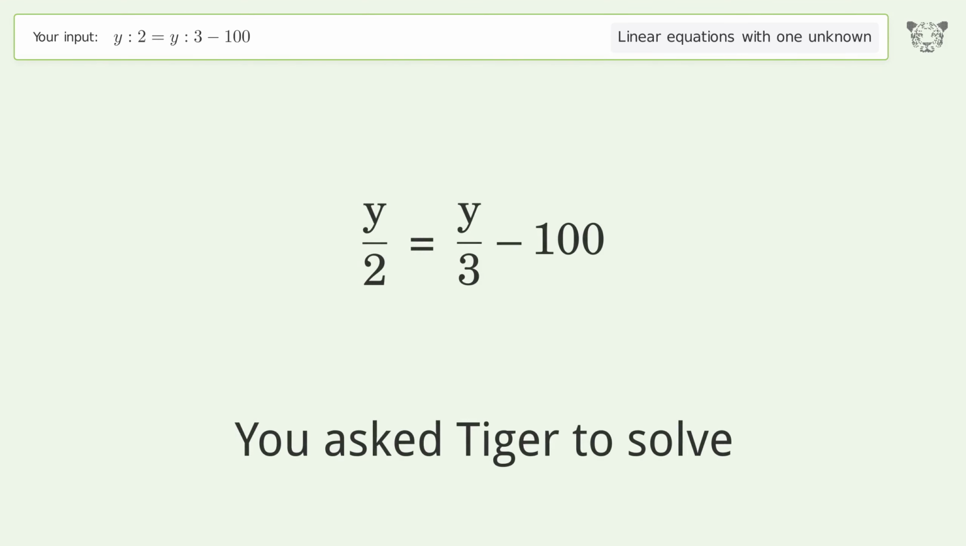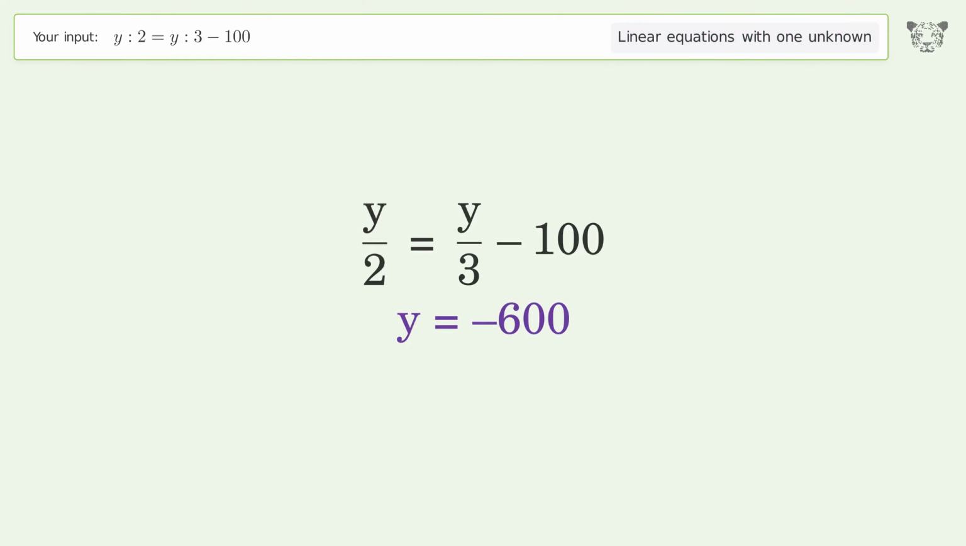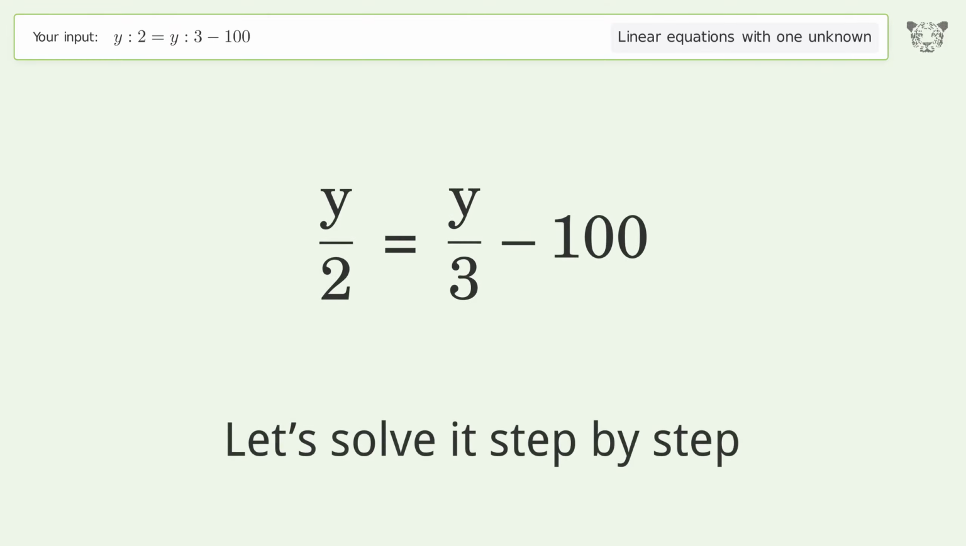You ask Tiger to solve this. It deals with linear equations with one unknown. The final result is y equals -600. Let's solve it step by step.